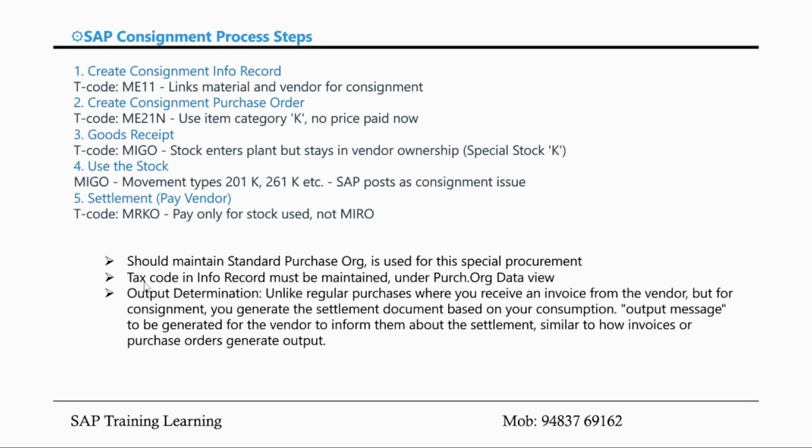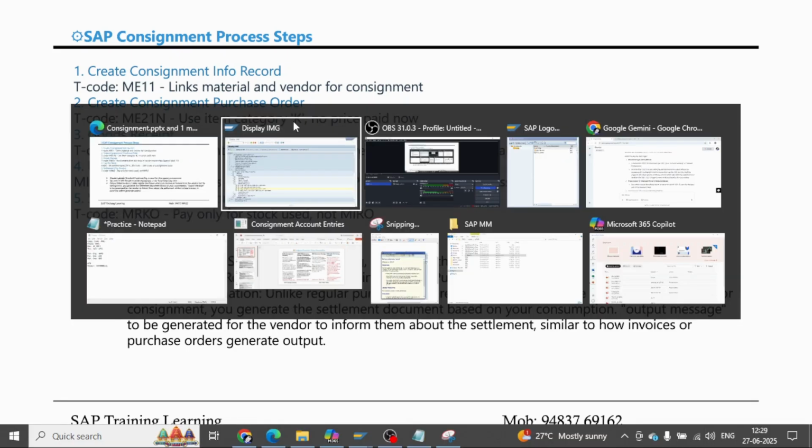Second one is we also need to maintain the tax code in the info record, the consignment info record under purchase order data. Why do we need to maintain the tax code? Because the system considers the tax code from the info record. As you know, a consignment purchase order will not have price details. The moment you keep item category K, you will not see prices.